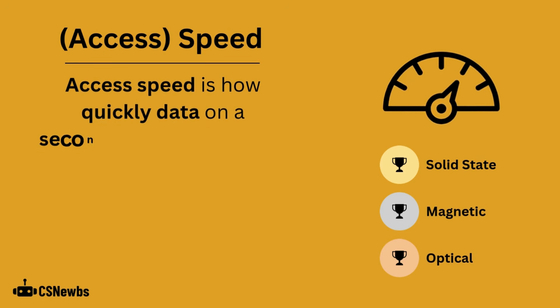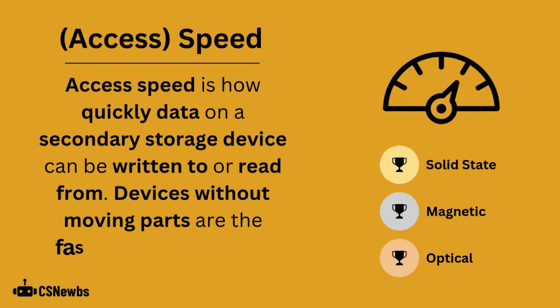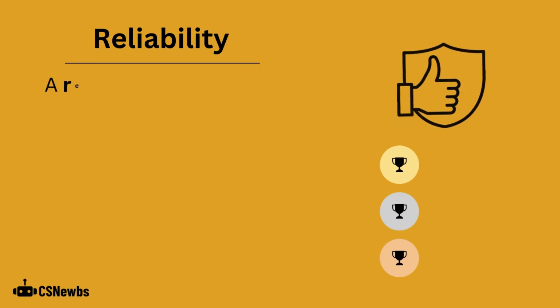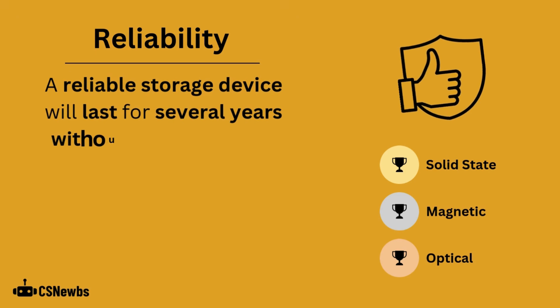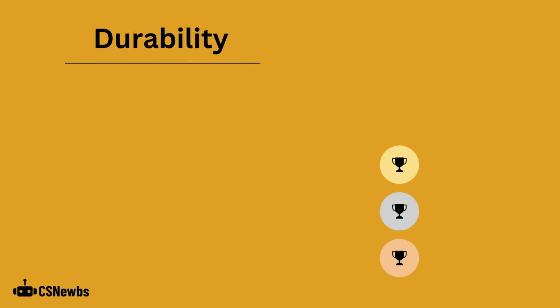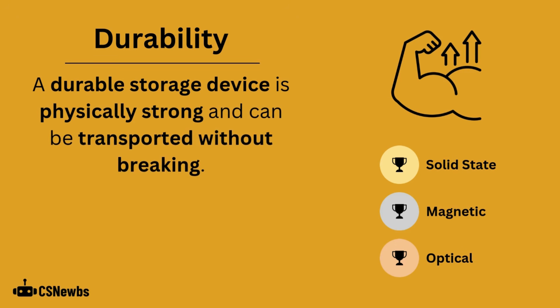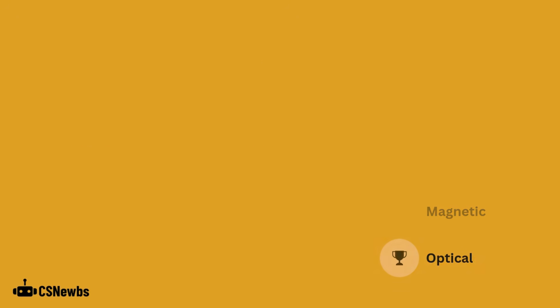Access speed is how quickly data on a secondary storage device can be written to or read from. Devices without moving parts are the fastest to access data. A reliable storage device will last for several years without failing or having major data corruption. A durable storage device is physically strong and can be transported without breaking.